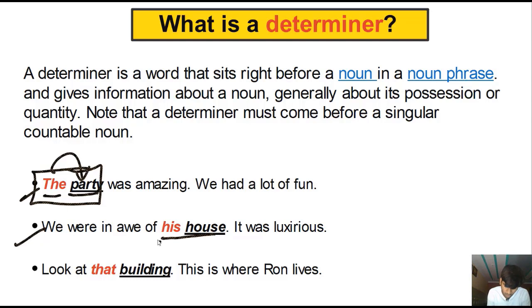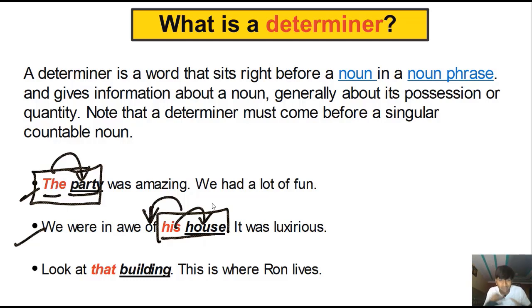We were in awe of his house. So his house is a noun phrase, right? Working as the object of the preposition of what? His house. So here in this noun phrase, house is the noun and his is a determiner that's giving information about the noun house. It is again determining the meaning of the word house, making it specific, not any house in the world, house that he owns.